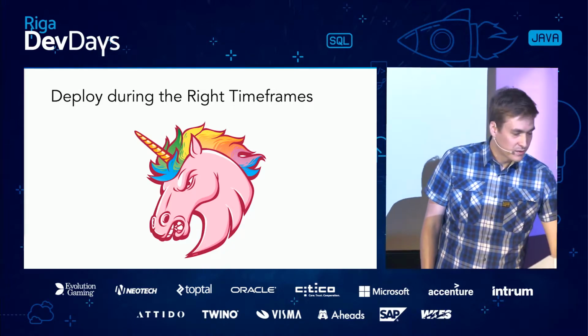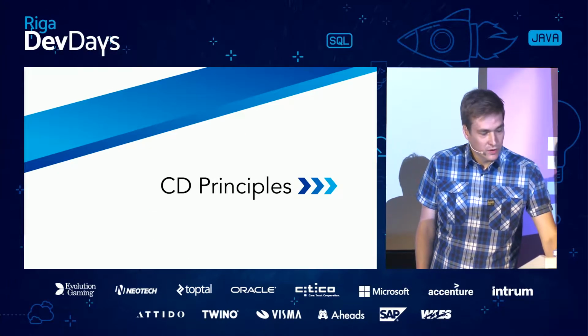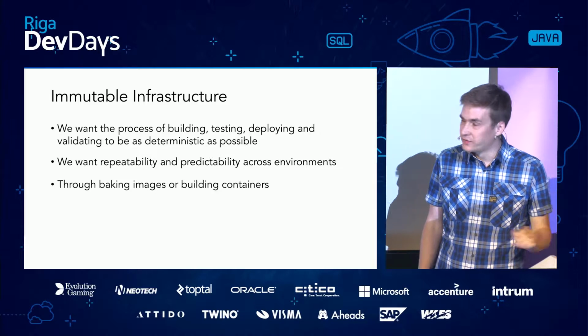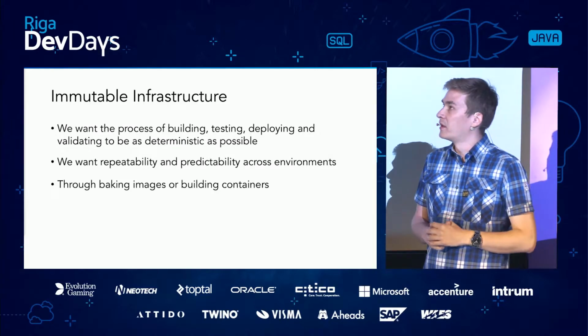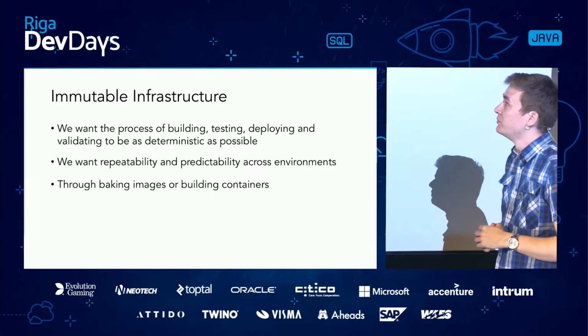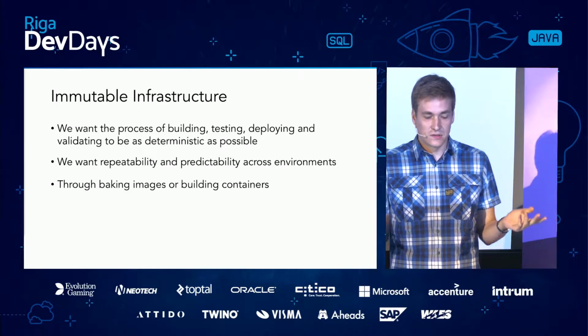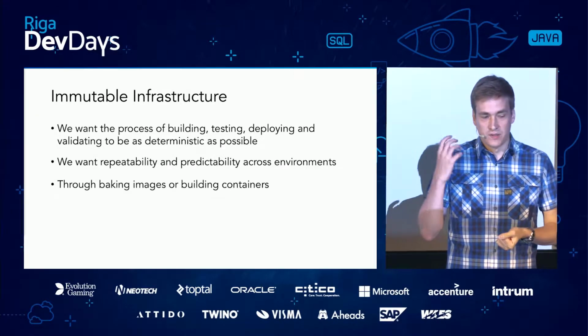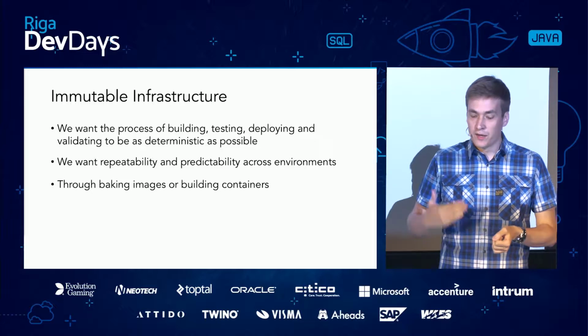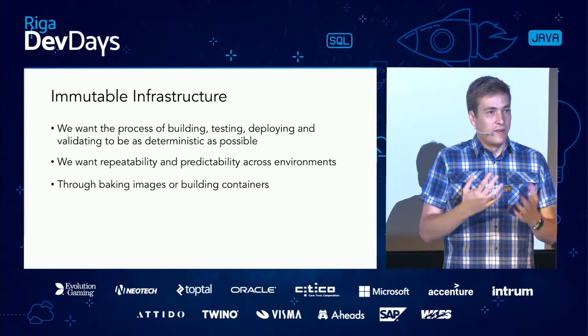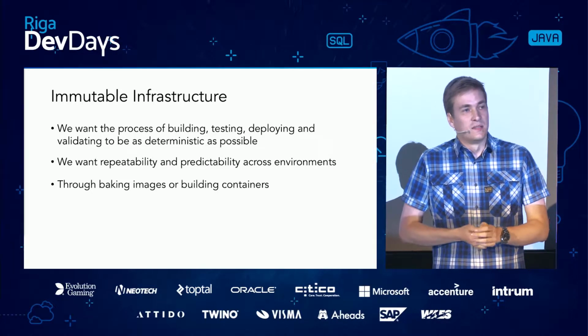If you get these principles in your pipeline, then you should be doing a good job, I hope. So these principles, first of all, I'm sure you've seen this principle a lot of times already in presentations. Immutable infrastructure. Now, this is an important one, I suppose, because the deterministic nature of deploying, testing, building, and validating your changes is an important part.